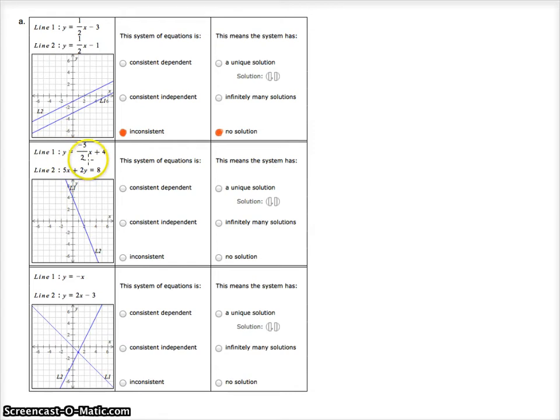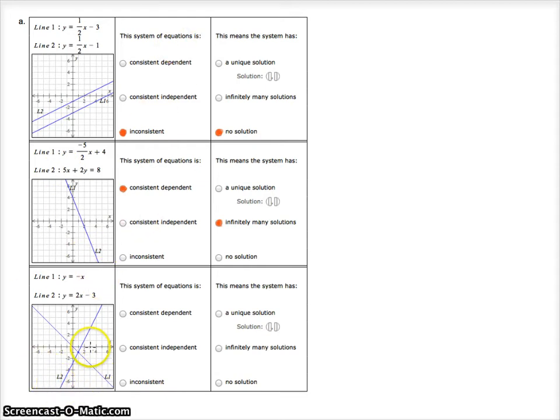Line 1 and 2 look like they're going to work out to be the same line. Here's line 1, here's line 2, and they are the same. So they are dependent because they are the exact same, and all of their solutions depend on each other. So this means that they have infinitely many solutions. Every point on that line is a solution.